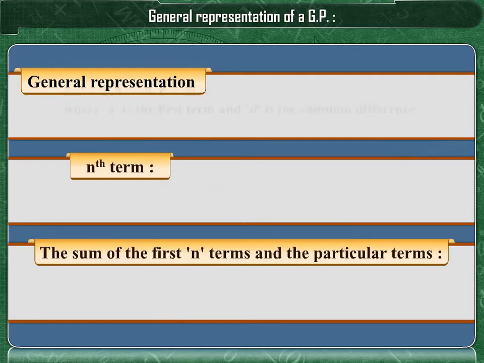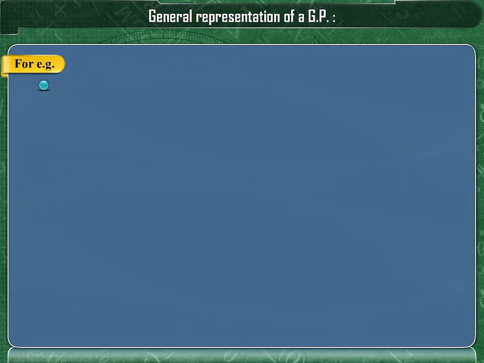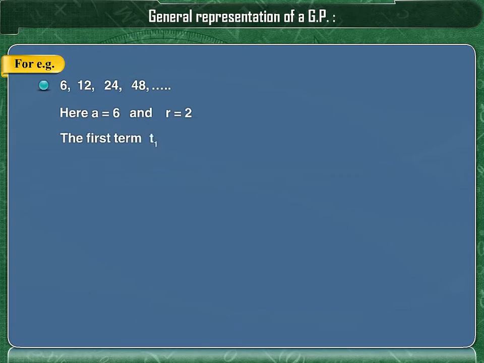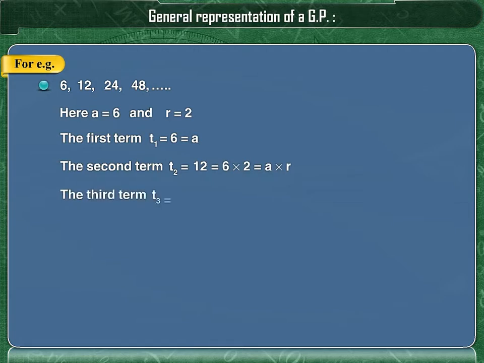Consider the GP 6, 12, 24, 48 and so on. Here A is 6 and R is 2. The first term T1 is 6, which is A. The second term T2 is 12. This can be written as 6 into 2, which is A into R. The third term, T3, is 24. This can be written as 6 into 4, that is 6 into 2 square, which is A into R square.